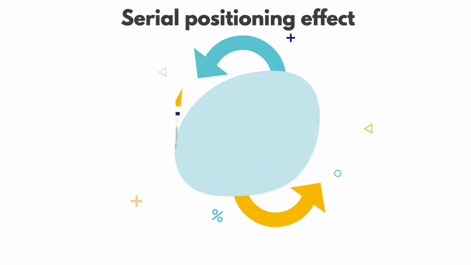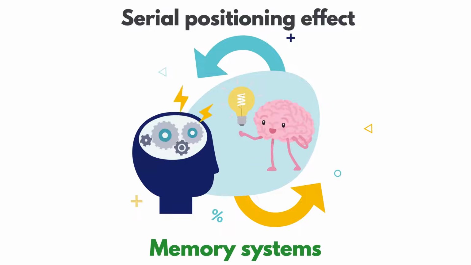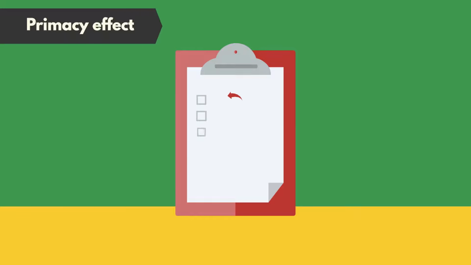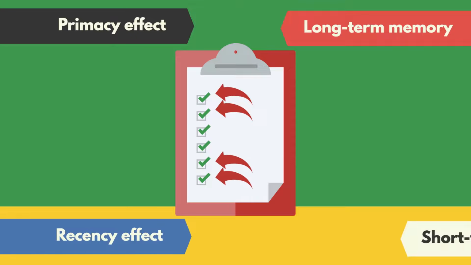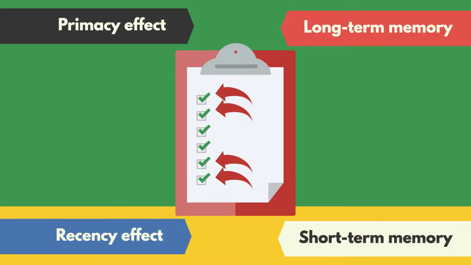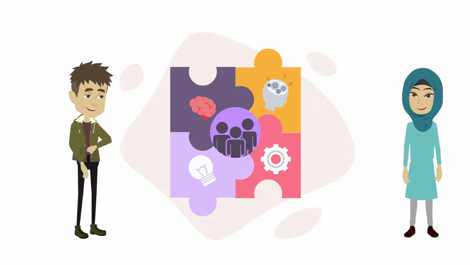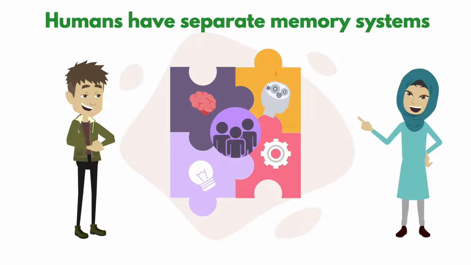The serial positioning effect is also related to memory systems. Items benefiting from the primacy effect are thought to enter long-term memory, while those affected by the recency effect remain in short-term memory. This distinction supports the idea that humans have separate memory systems, though they work together during recall.